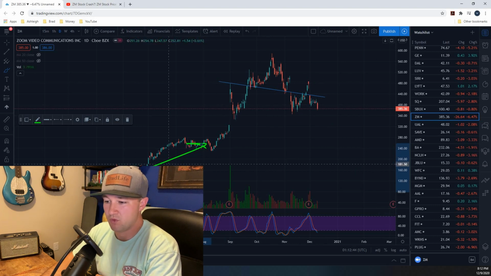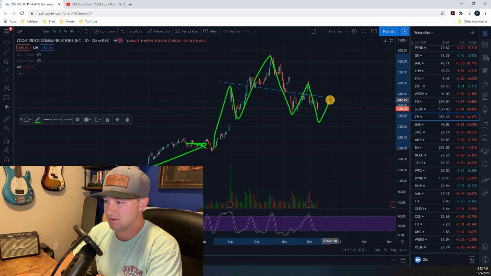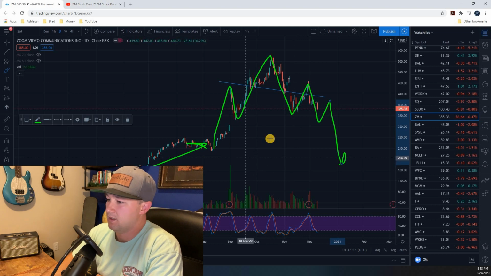So we have met that requirement of being in a bull trend, and now we have our shoulder right here. We retrace. We have a head. We retrace. We have another shoulder. We retrace. And then we'll come up and test, and then we will just plummet. We will absolutely plummet. So that is the gist of it.